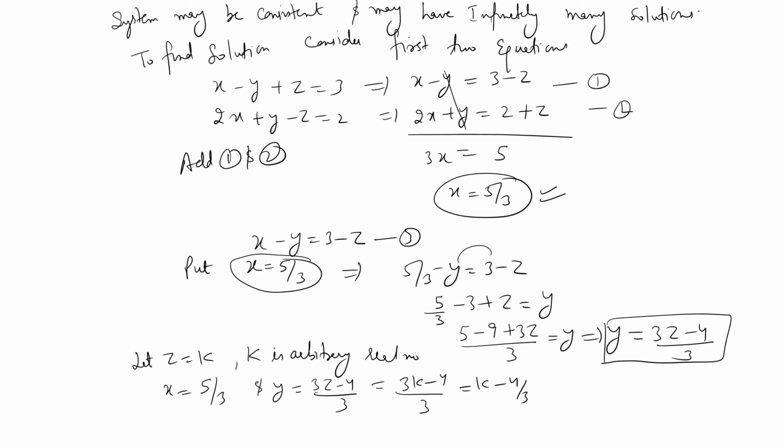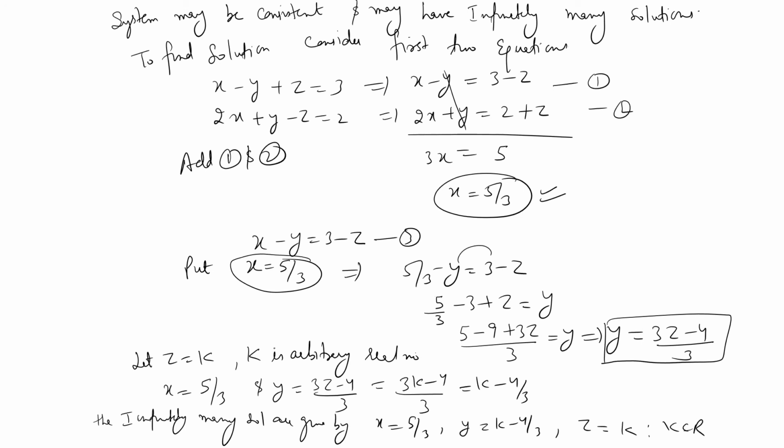Okay, so the infinitely many solutions are given by x is equal to 5 by 3, okay, y is equal to k minus 4 by 3, and z is equal to k, where k is a real number. So this is the way how we solve the systems in which your matrices are singular.